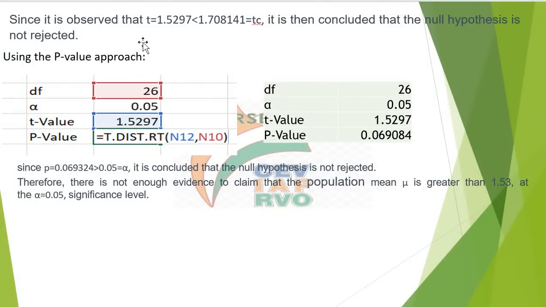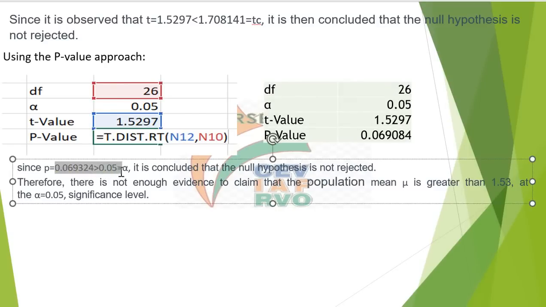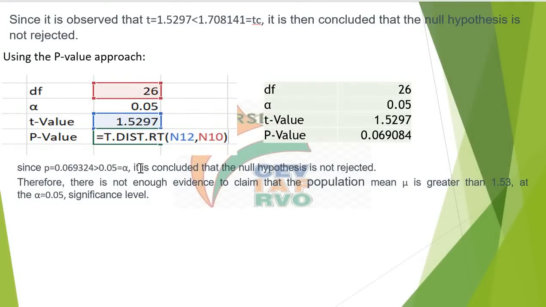So it is concluded that the null hypothesis is not rejected. Then we will further check it with the p-value approach. For the p-value approach, df is 26, alpha is 0.05, and the t-value is 1.5297. The formula for the p-value is T.DIST.RT, where you put the df comma the t value. The p-value will come out to be 0.069084. This value is greater than alpha, which is 0.05. It is concluded that the null hypothesis is not rejected.